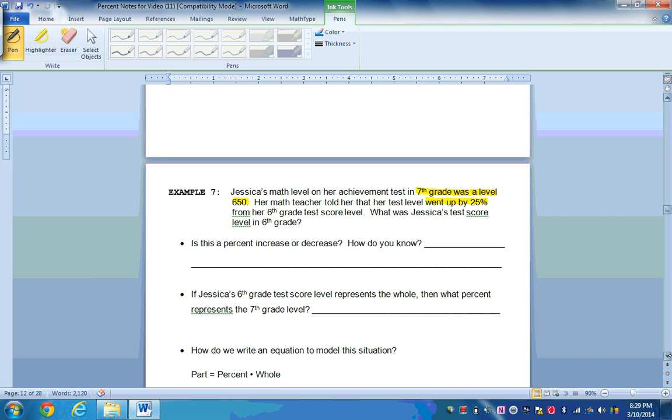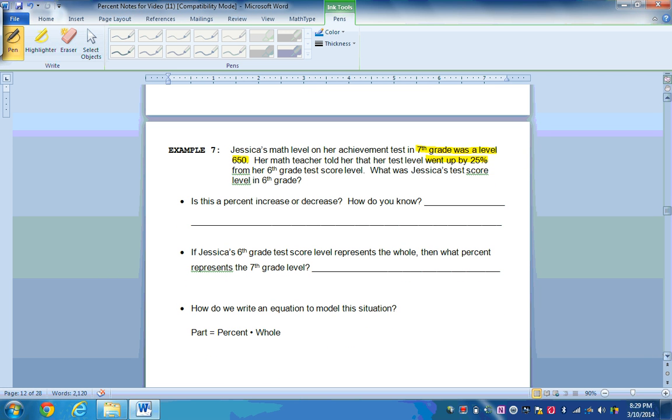In example 7, it's going to be very similar to what we just did, but instead of a decrease, it's going to be an increase. Jessica's math level on her achievement test in 7th grade was a level 650. Her math teacher told her that her test level went up by 25% from her 6th grade test score level. What was her test score level in 6th grade?